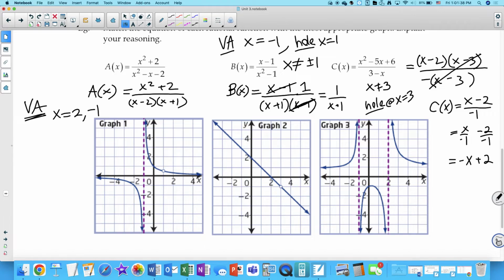Okay, so let's see. Here I need two vertical asymptotes at 2 and -1. That's right here. Okay, so this is A of x. Here I'm looking for one vertical asymptote and one hole. Vertical asymptote's when x equals -1. Hole is when x equals 1. So this is B of x. Okay, and finally, C of x, I just have a hole.